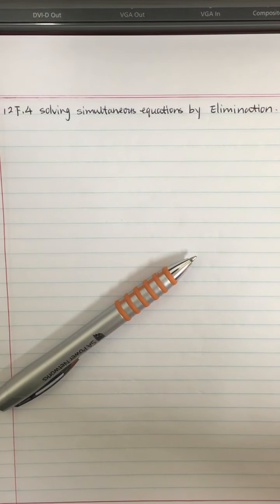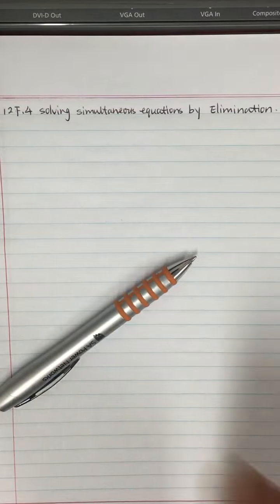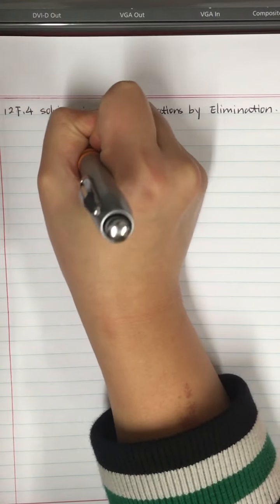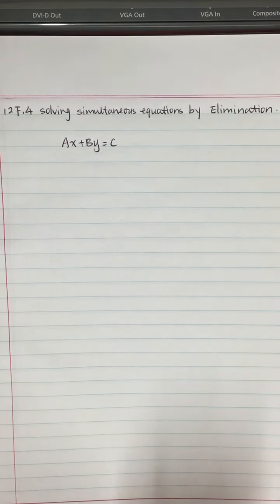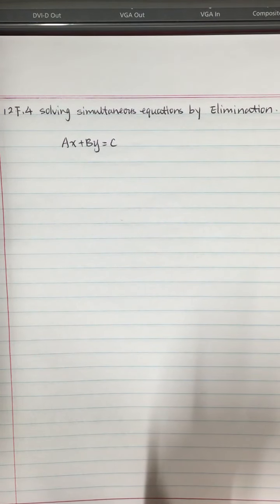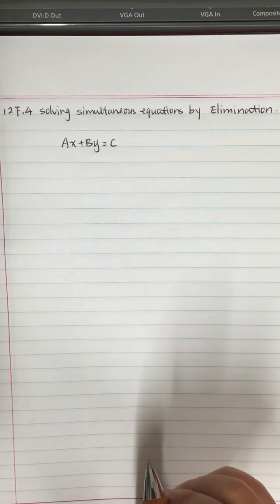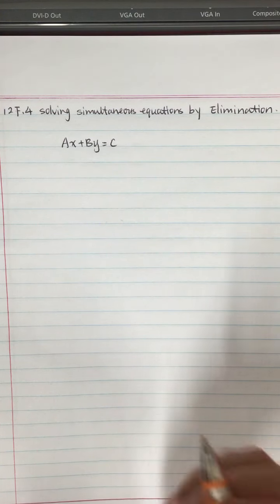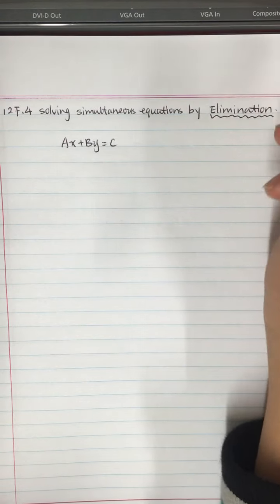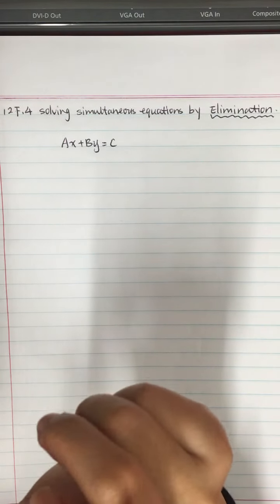Hello, this video is going to talk about part 4 in 12F, solving simultaneous equations by elimination. This one will be the hardest method for solving simultaneous equations. So if both equations are presented in general form, which is ax plus by equals c, then solution by substitution is actually very difficult. Instead of using substitution, we will use a method called elimination, which means we can cancel out one of the variables.